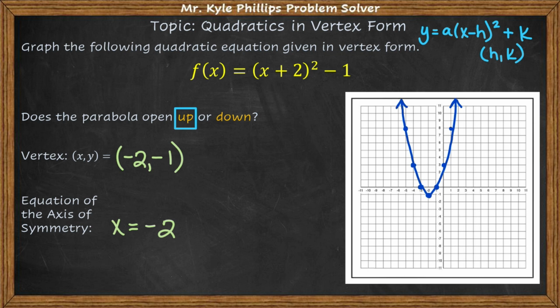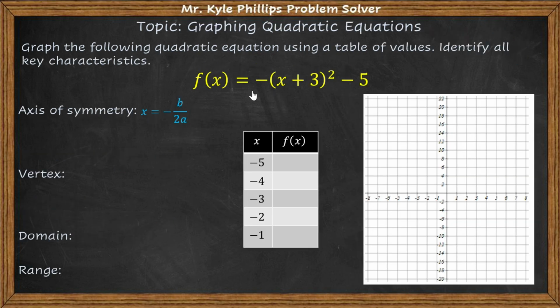All right? Let's take a look at another problem dealing with vertex form. So here, they give us an equation as well, and they want us to find, again, the axis of symmetry, the vertex, and now they ask for the domain and the range. Here's a table we need to fill out, and we can use the table in order to graph our quadratic.